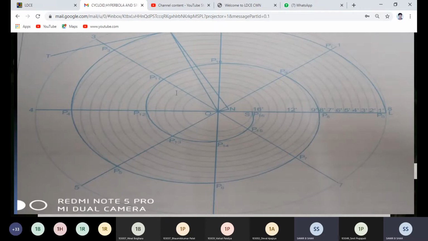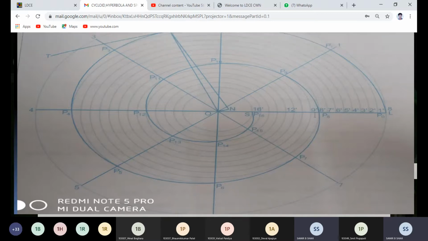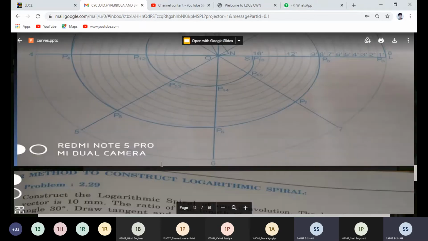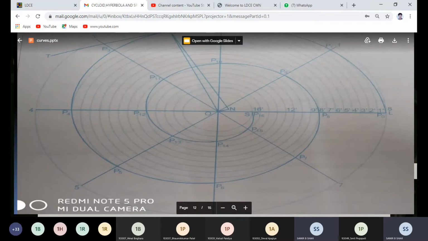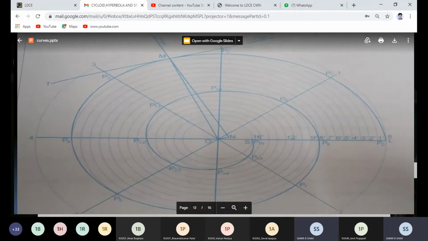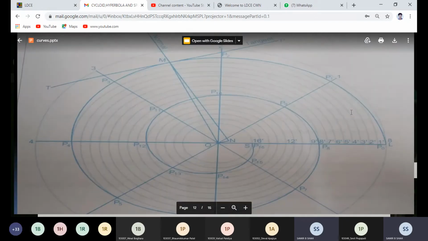Divide the outer circle into 8 number of parts. 1, 2, 3, 4, 5, 6, 7, 8. Okay, divide this pie. So bigger circle, or we can say outer circle, in 8 number of parts.